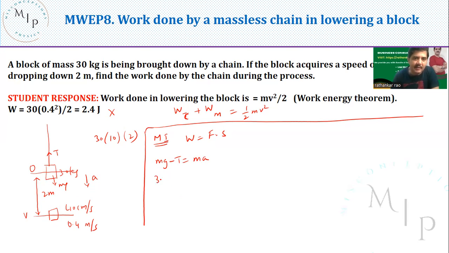What is m here? 30. 30 into 10 minus tension. Hey, is the tension known to me? Tension is not known to me. What is being given? Let us read it once again.